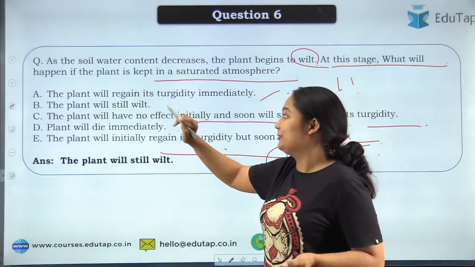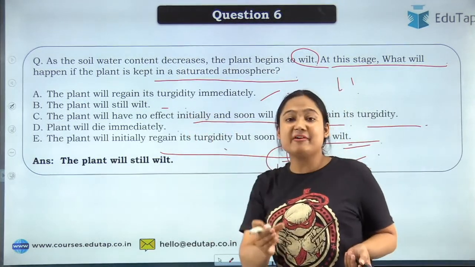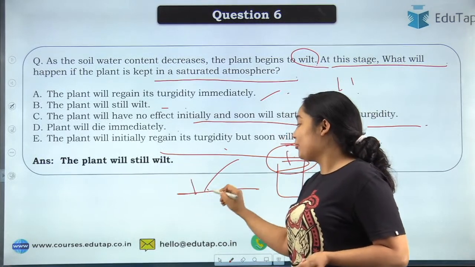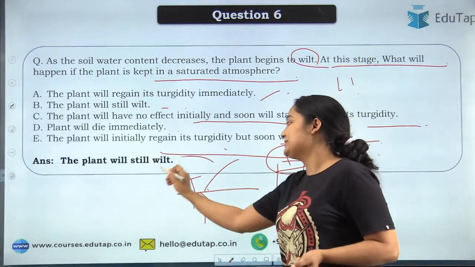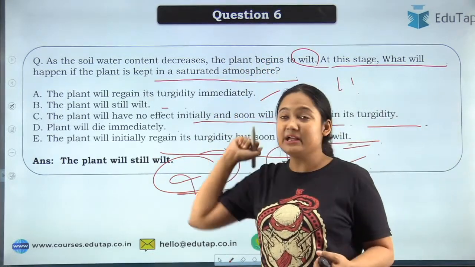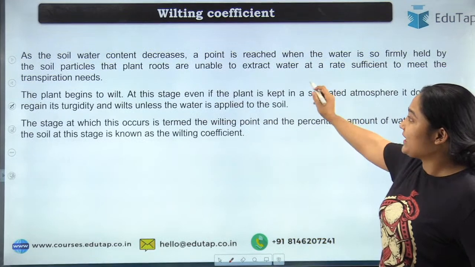The plant will still wilt. Why? Because we haven't provided the water to the soil from where the plant can absorb. We have only said that there is water in the atmosphere. The plant won't, the root won't come out of the plant and start absorbing the water. Okay. So what will happen?